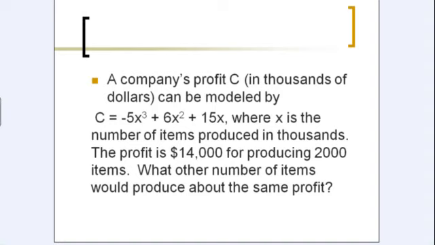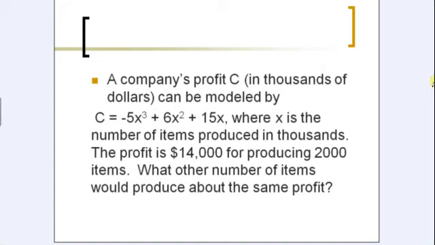Let's look at one more example. A company's profit C in thousands of dollars can be modeled by this equation. In this equation, X is the number of items produced in thousands. The profit is $14,000 for producing 2,000 items. What other number of items would produce about the same profit?